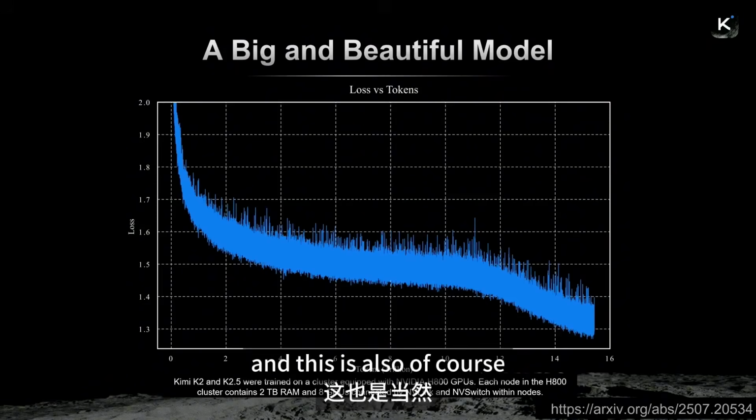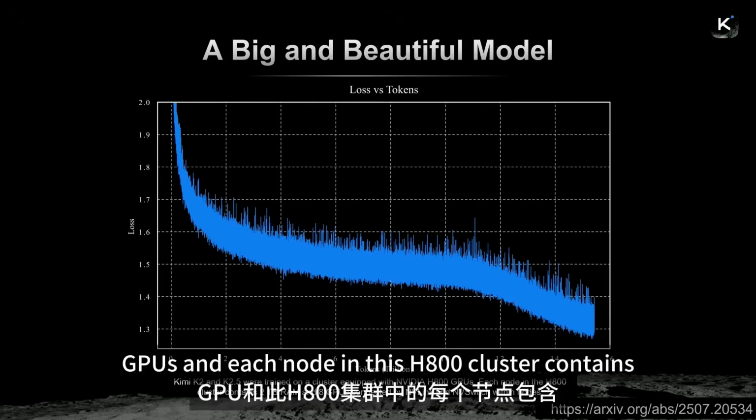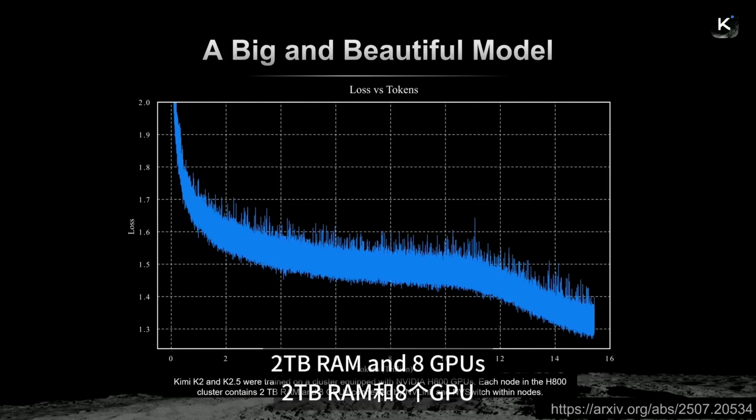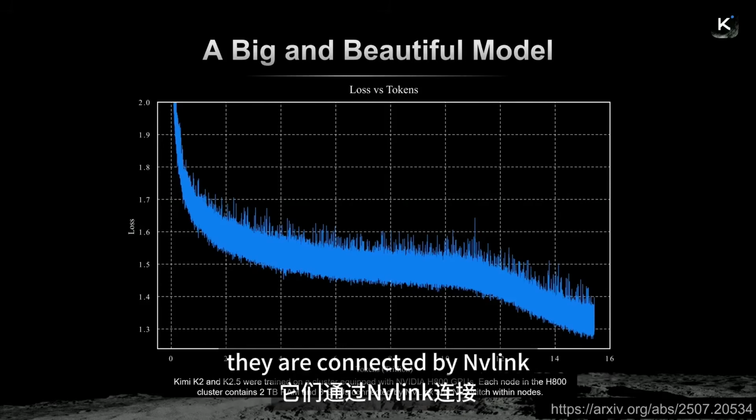And this is also, of course, trained on NVIDIA H800 GPUs, and each node in this H800 cluster contains 2 TB RAM and 8 GPUs. They are connected by NVLink.